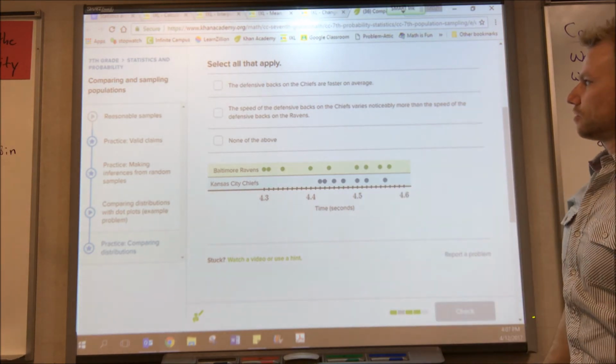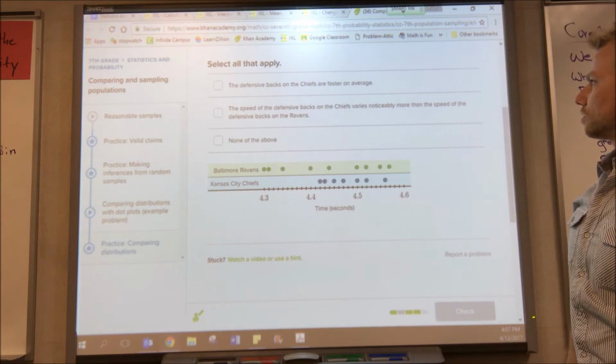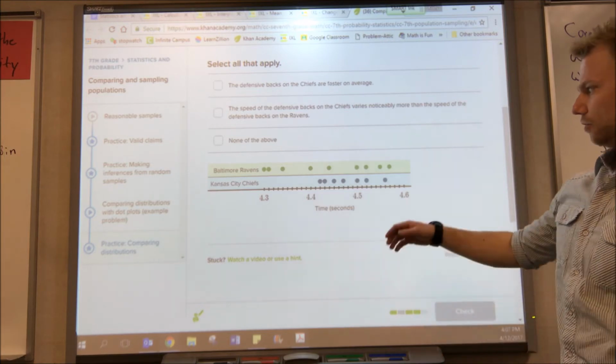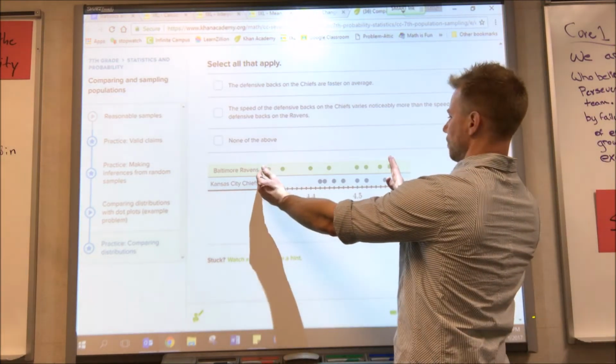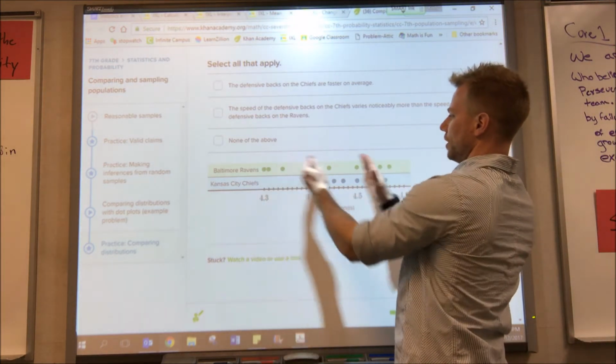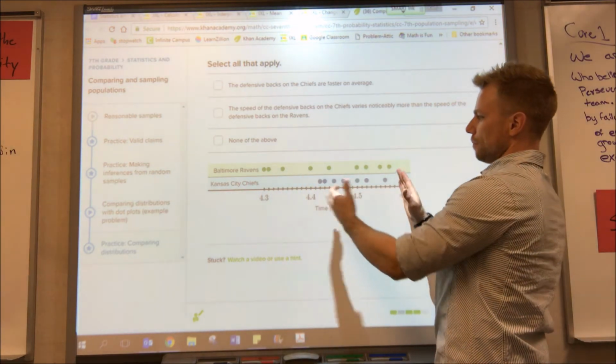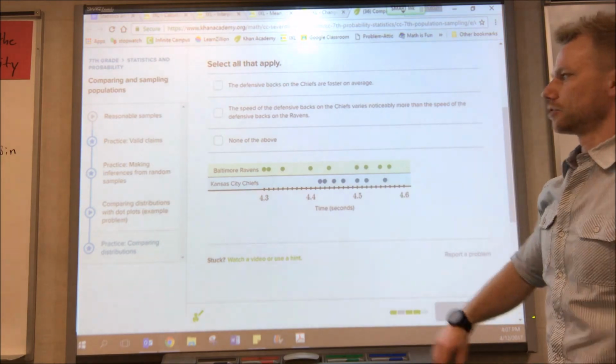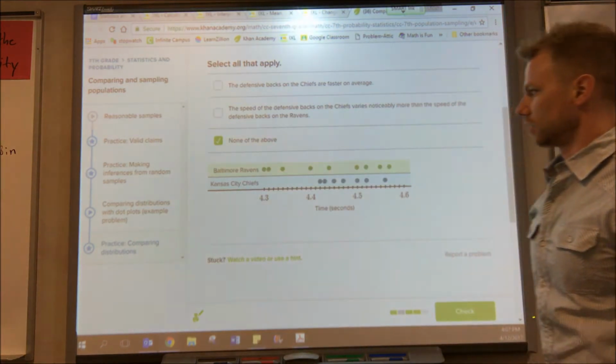The speed of the defensive backs on the Chiefs varied noticeably more than the speed of the defensive backs on the Ravens. Okay, I also don't agree with that. The Ravens have a bigger range, so their points are varying more. The Chiefs have a smaller range, so their points are varying less. So that's not true either. So I would say it's none of the above.